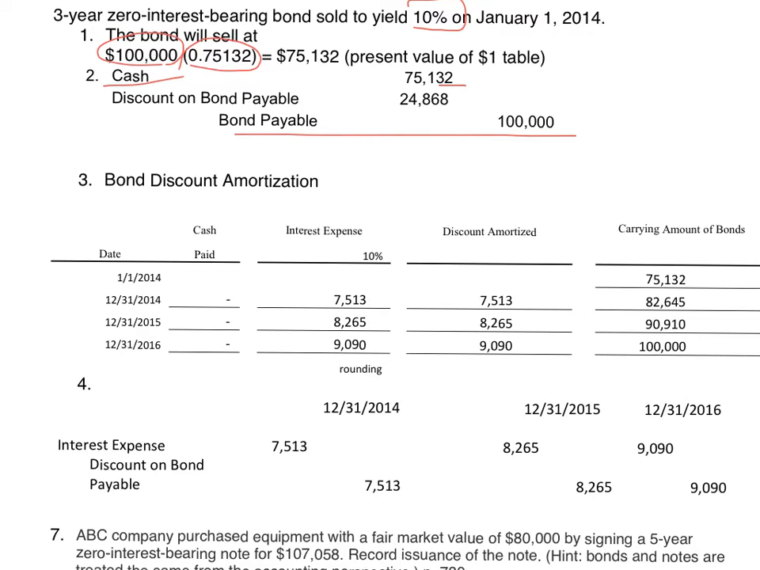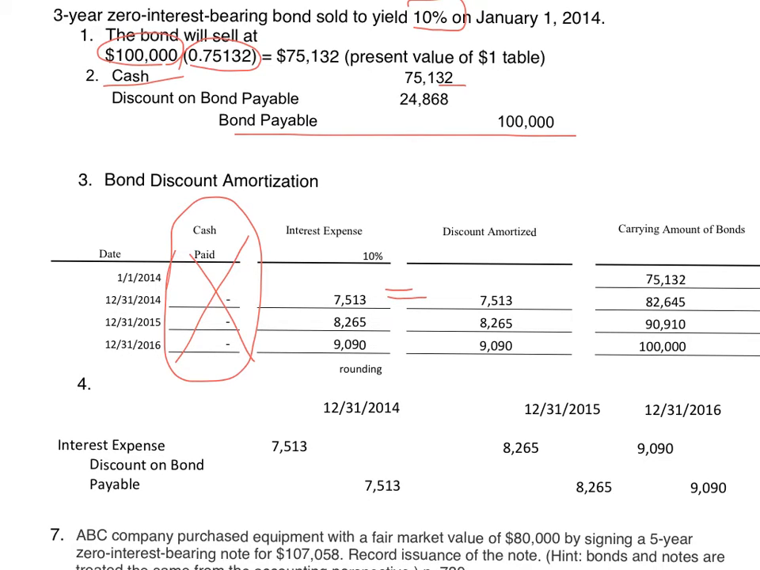As far as the bond discount amortization, the schedule is very similar to your regular interest-bearing bond. The only column that will be very much different is this cash paid. Since we're not paying any interest, all the amounts are zero. And your interest expense is the same as discount amortized.